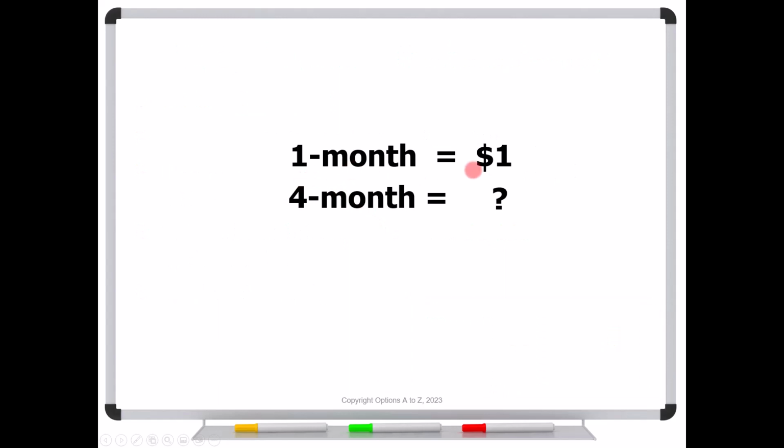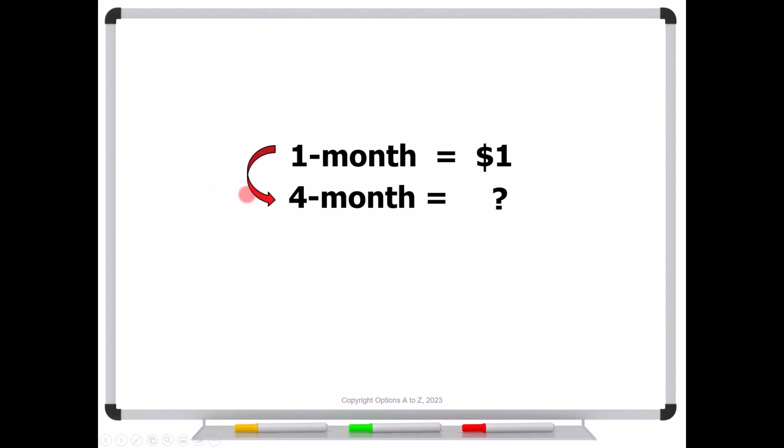If we have a 1-month option trading for $1, what's a 4-month option worth? Most traders are going to jump and say it's worth $4 because we have 4 times the amount of time. Well, it sounds logical, but it's not the way that option pricing works. Here's what we have to do.